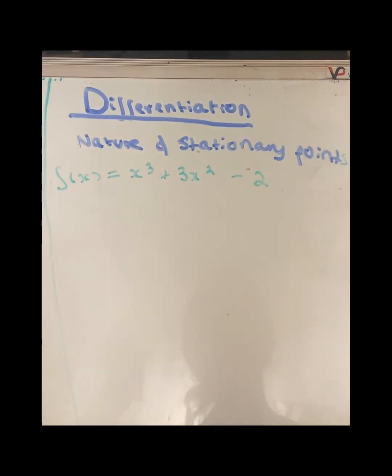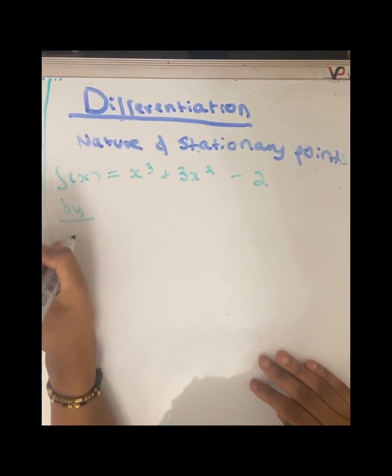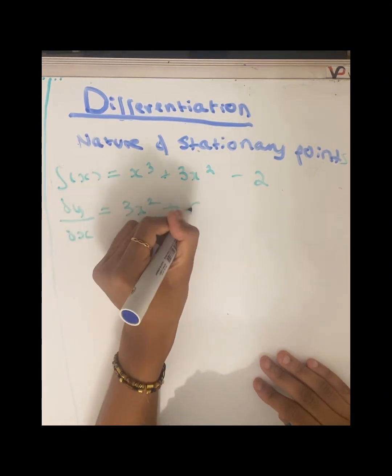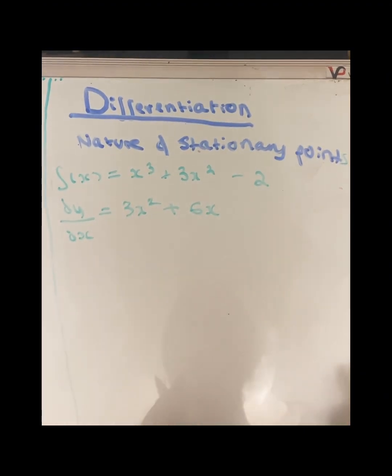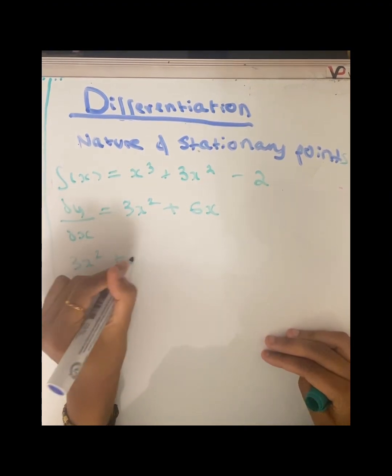We looked at in the last video how to find out the coordinates of these turning points. So what we do is we differentiate it, we find the gradient function, and we make that equal 0, because once we make it equal to 0, we can find out the points at which the curve is no longer increasing or decreasing. The gradient at that point is 0. So we do 3x squared plus 6x equals 0.